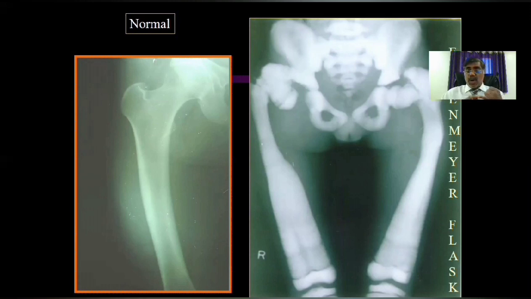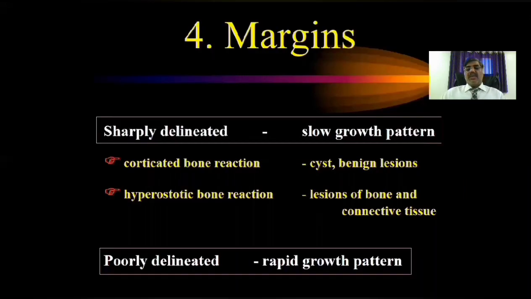So the site can be localized in the area of the tooth-bearing bone or non-tooth bearing bone. Okay, then it can be a multifocal lesion or it can be a generalized alteration of the bone. Now the fourth feature that we are going to see is the margin. Margin is the place where the pathology meets the normal bone.